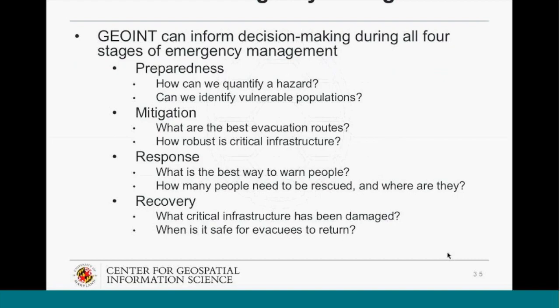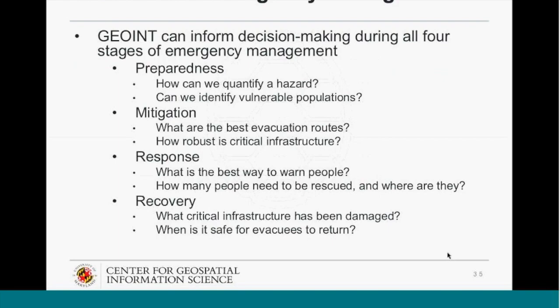GEOINT specifically for emergency management can be used to inform decision-making during all 4 of these stages, right? So, in the preparedness stage, for example, how can we quantify a hazard, right? Classic GEOINT application here would be, let's fly a plane into a hurricane and see what the wind speed is, right? How strong are the winds going to be in this hurricane? Miles per hour is a very nice number to be aware of when you're planning for a hurricane making landfall. And then, of course, on the preparedness side, there's the idea of identifying vulnerable populations, right?